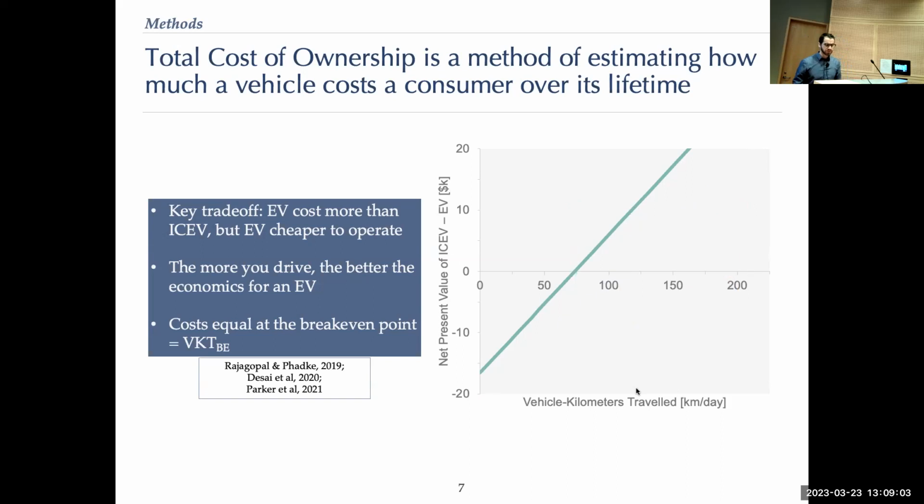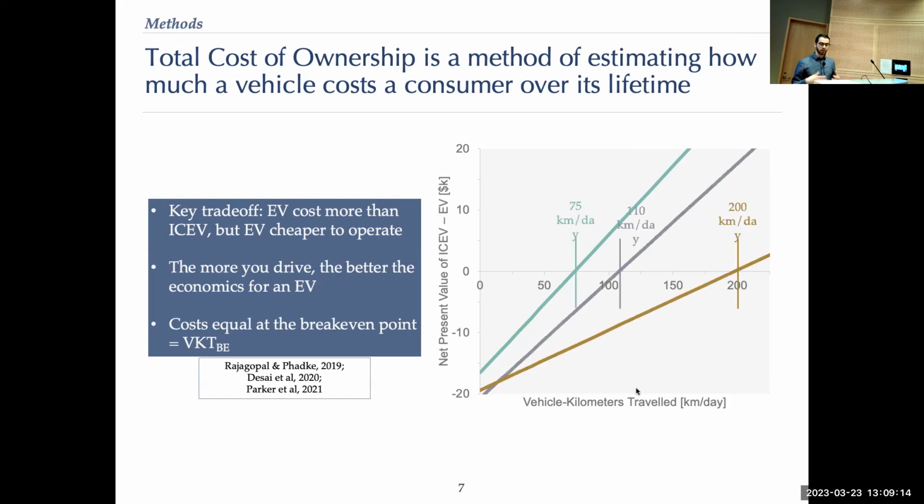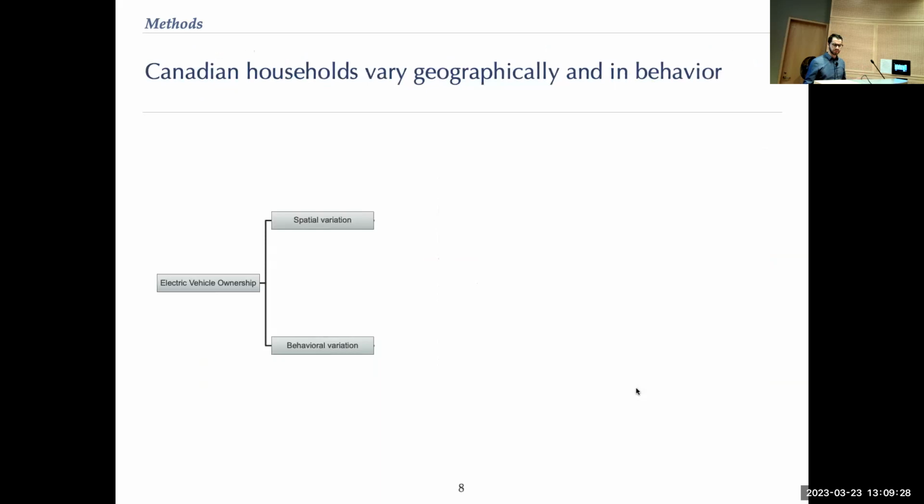Now, the utility of this particular tool is that it allows us to compare different scenarios. In the green line there, say the break-even point is about 75 kilometers per day. For another Canadian, it could be 200 kilometers per day or 110 kilometers per day. So we can compare these different scenarios based on this simple method called the total cost of ownership, or TCO. So what about all of these scenarios then?